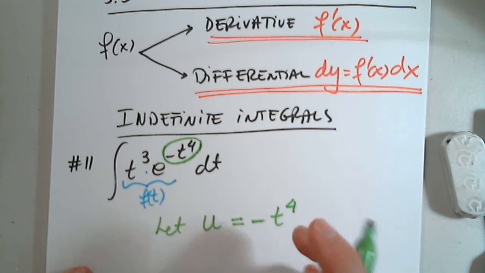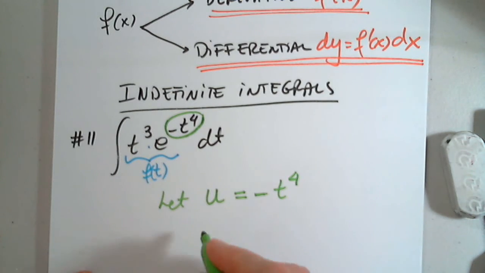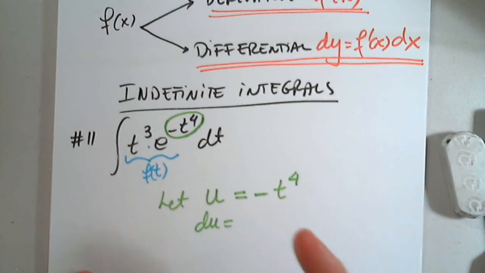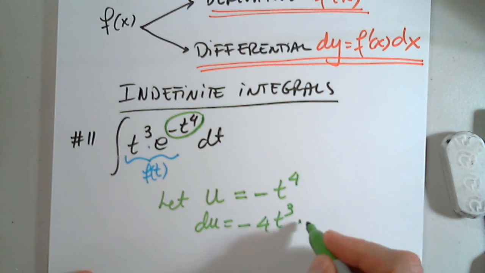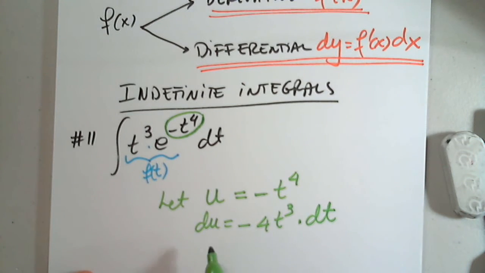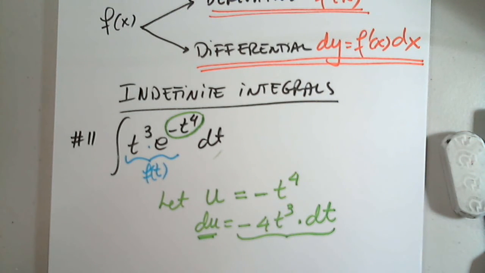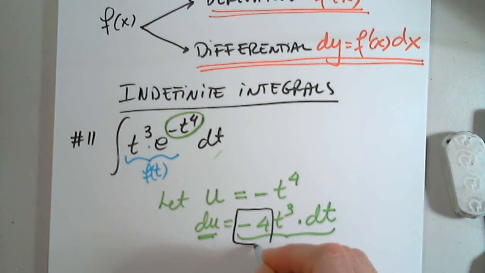Negative t to the fourth. Only if the differential of u, which is du, which we just discussed, the derivative of this, minus 4t to the third dt, only if du is in the problem or very easy to make up. When I say very easy to make up, I'm only thinking about a number. This number is very easy to make up.